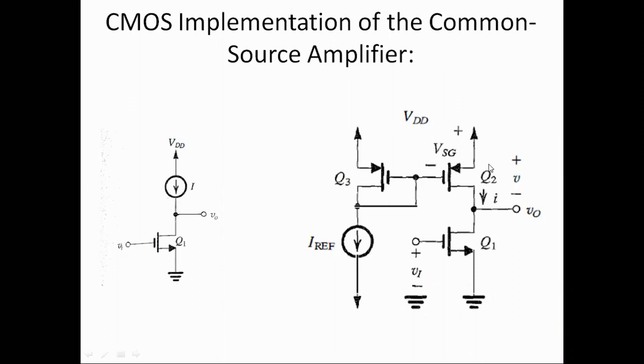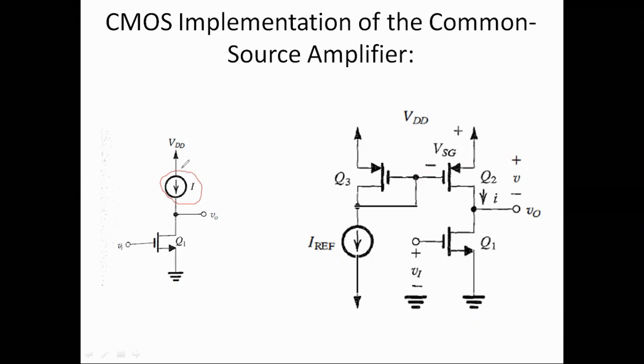Next, let me see the CMOS implementation of the current source I. This current source is implemented using a P MOSFET. Why should we take the P MOSFET? Input is applied to the gate of the N MOSFET Q1. Output is taken at the drain. We have to implement this current source using a MOSFET. Which MOSFET? P MOSFET. Why?